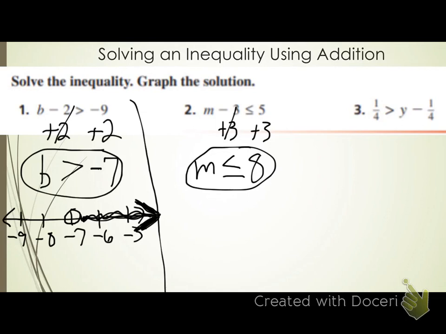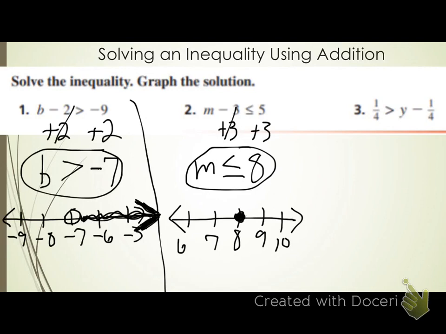Like I said, it's just like solving equations, right? Using those inverse operations. Whatever we do to one side, we've got to do to the other as well. All right, open or closed circle on 8? Closed. It's got that line under it. 8 is included in my solution set.